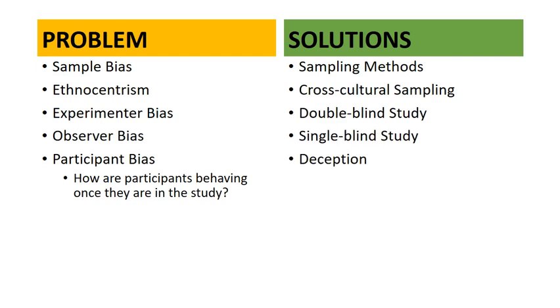There are a couple of potential ways for dealing with this participant bias. One of them is called single-blind method or single-blind study. It's like the watered-down version of the double-blind study. Like the double-blind study, the single-blind method keeps participants unaware of what condition they are in. So, in a sense, it's not far off from our other solution, which is deception.